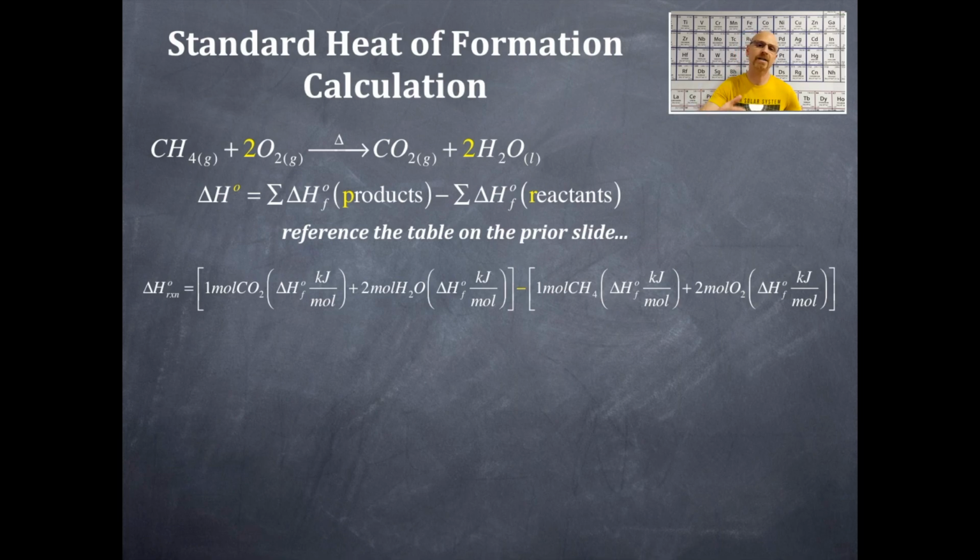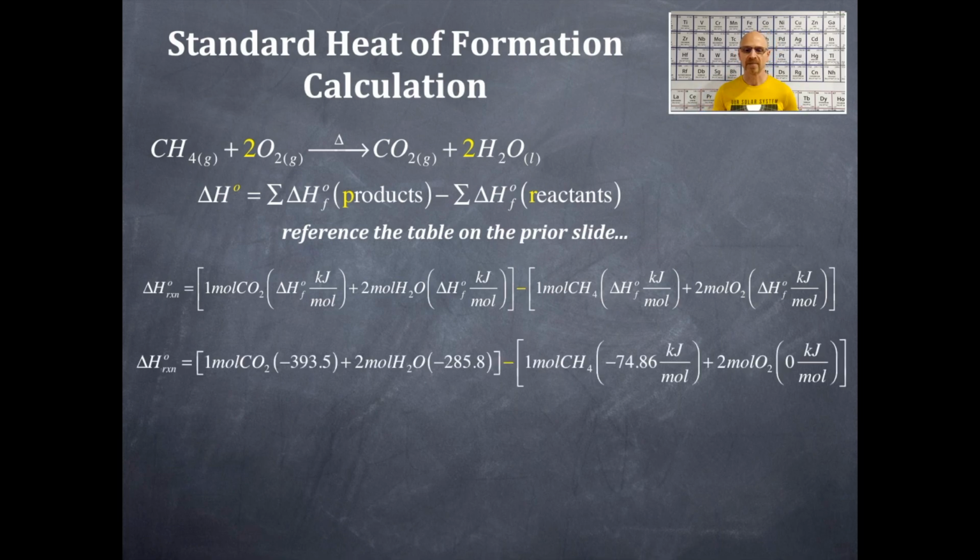So let's plug in the values that are in the table right here. Now those values that are in the table are kilojoules per mole. Make sure you note that. I included that in the prior step, but I wanted to make sure that the numbers were large enough that you could actually still see them. So you should see that the carbon dioxide is right there at negative 393.5 kilojoules per mole. The water that's in the liquid state is negative 285.8 kilojoules per mole. The methane is negative 74.86 kilojoules per mole. And the oxygen is 0 kilojoules per mole.